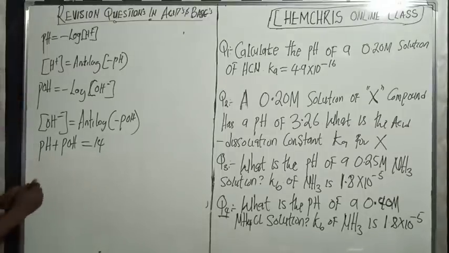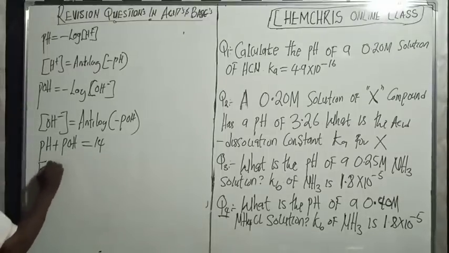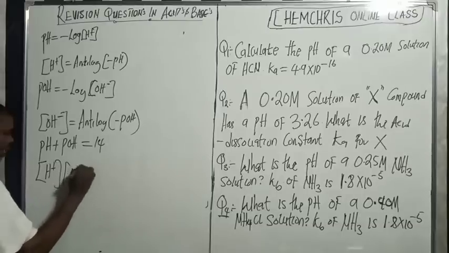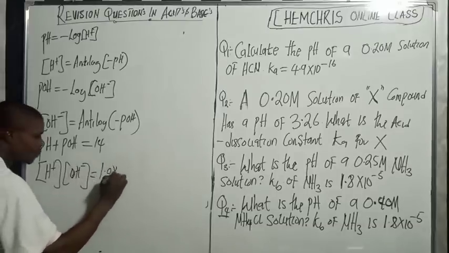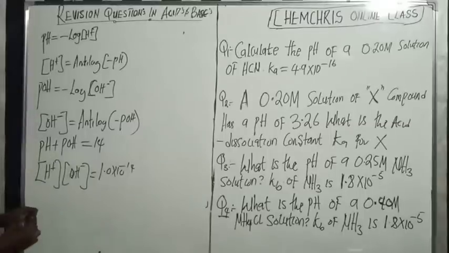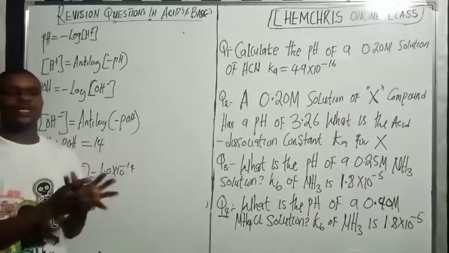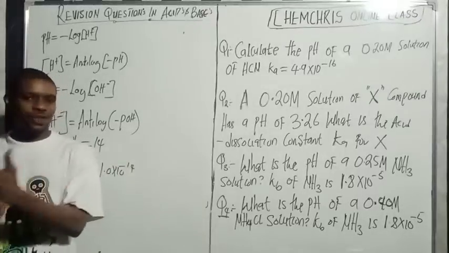So the next one is concentration of H plus multiplied by concentration of OH minus equals 1.0 times 10 to the power of minus 14. So these formulas you are seeing here, you can use them to calculate the pH and pOH of a strong acid and a strong base.